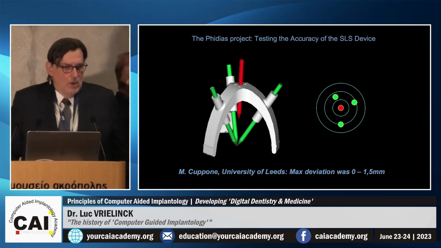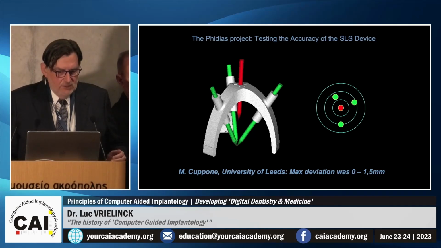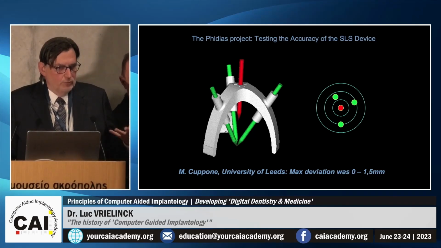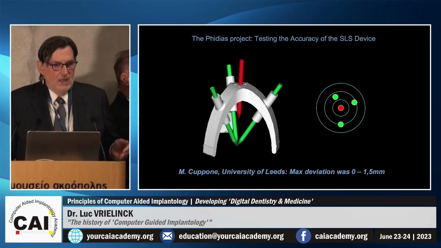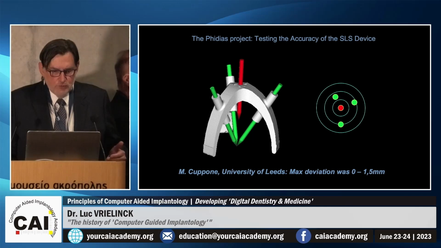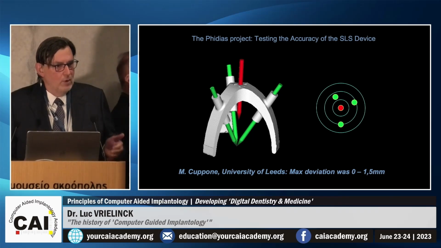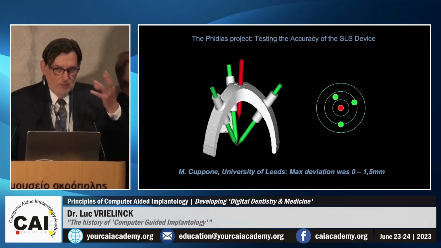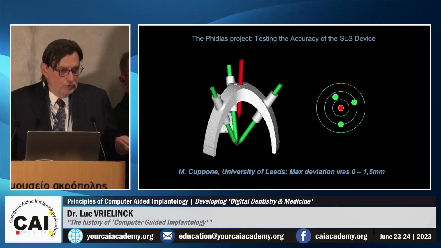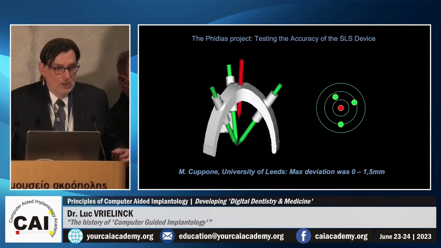So they had to measure the accuracy, and they did that by printing such a tripod device, and then they measured the deviations between the central pin and the green pins, and even with the big structure, they had deviations from 0 to 1.5 millimeters. So they proved that this was a good substance to make a structure.